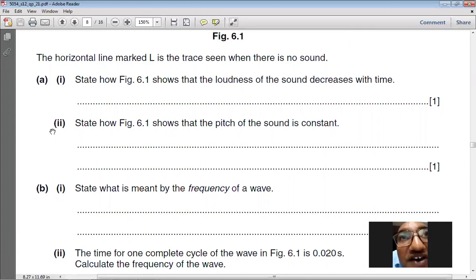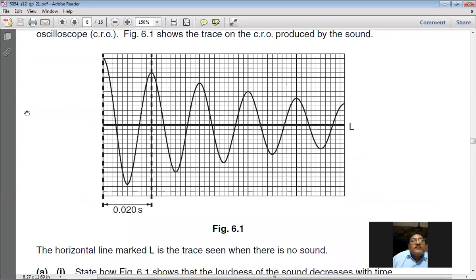State how figure 6.1 shows that the loudness of the sound decreases with time. You see, in this diagram, the amplitude of the sound wave is gradually decreasing. The loudness of the sound depends upon the amplitude of the sound waves. So, because the amplitude is gradually decreasing, it means that the loudness is gradually decreasing.